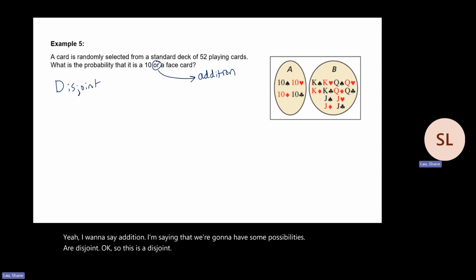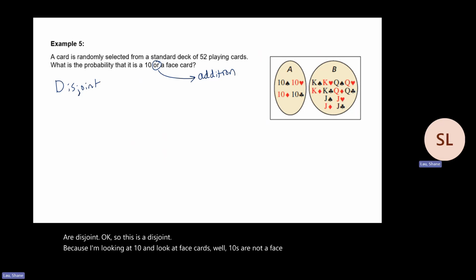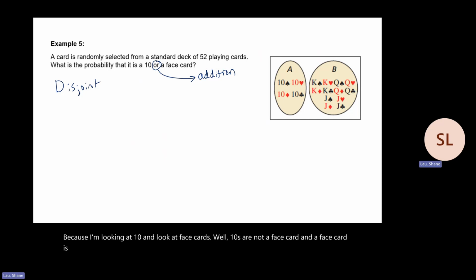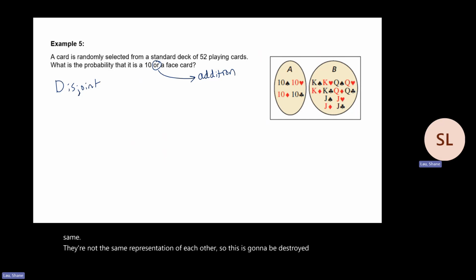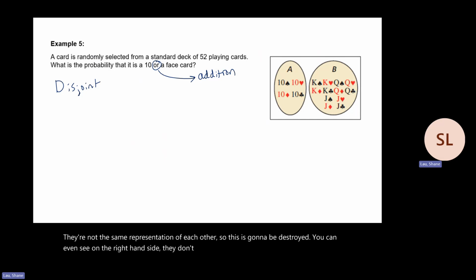So this is a disjoint because I'm looking at 10 and I'm looking at face cards. Well, 10s are not a face card, and a face card is not a 10. Obviously speaking, they're not the same number. They're not the same representation of each other. So this is going to be a disjoint. You can even see on the right hand side, they don't have any overlap at all. So this is just a disjoint event.